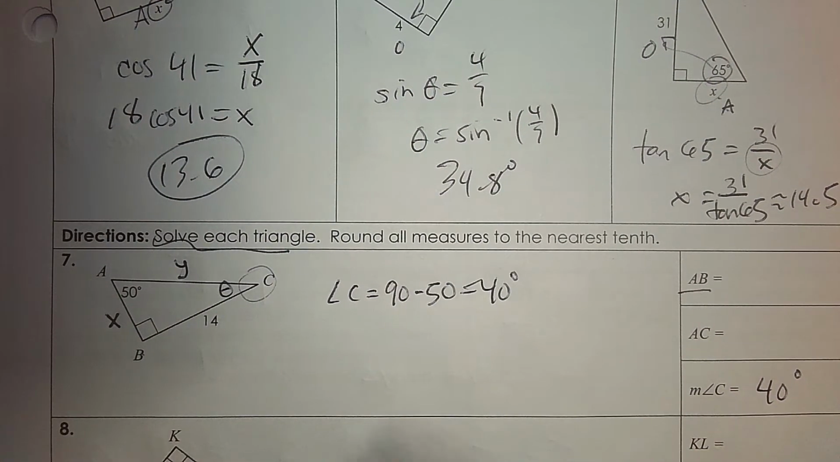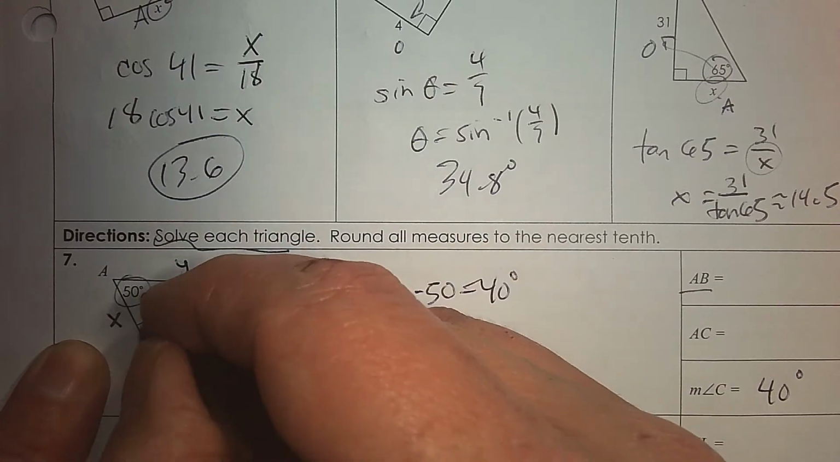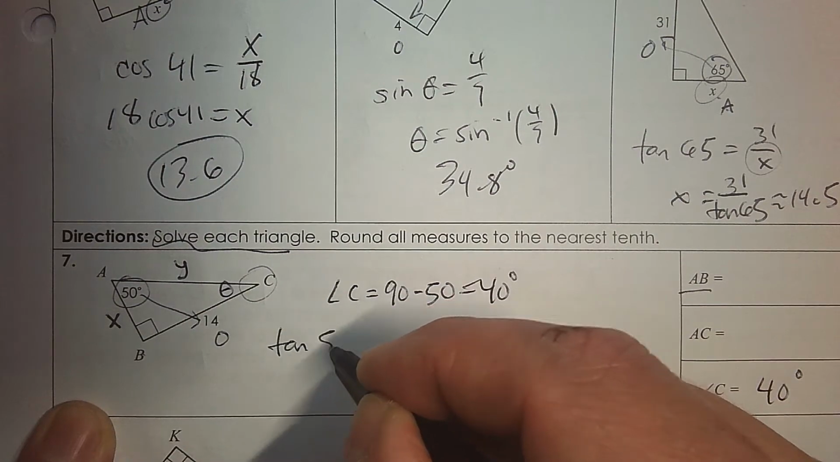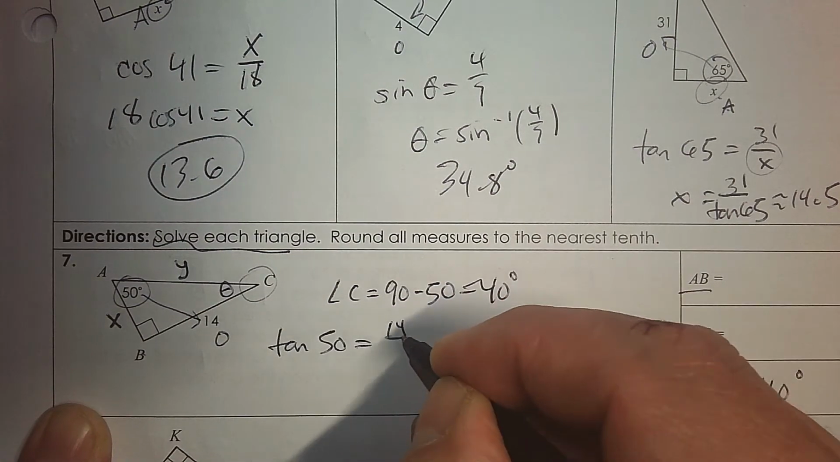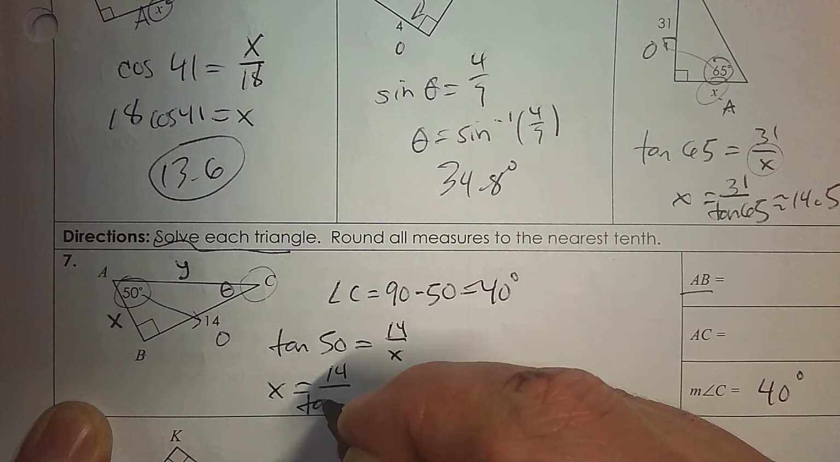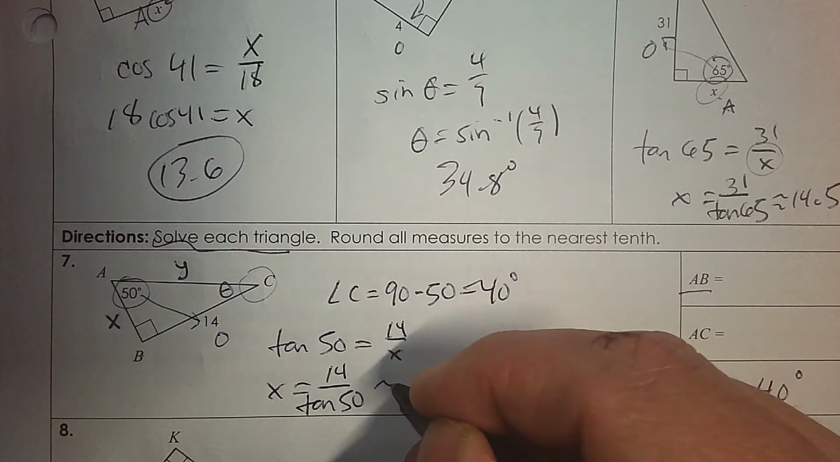To find AB, that missing side, go with the angle you're given and think, okay, I know the opposite side and I'm looking for the adjacent. So that's tangent 50 is equal to 14 over x. To get x by itself, you multiply by x and then divide by tangent 50 and then use your calculator. So that's about 11.7.